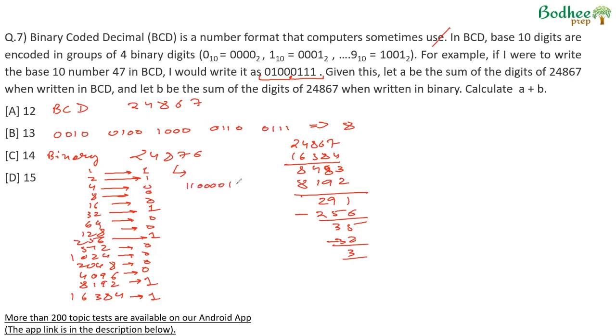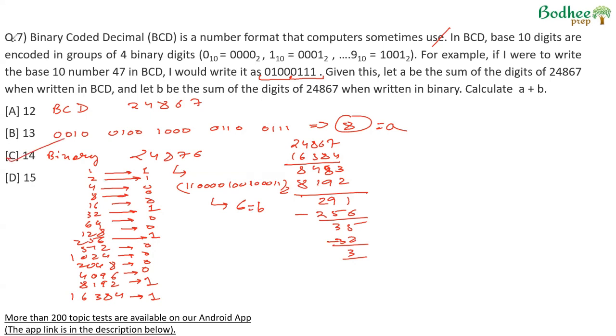1, 0, 0, 1, 0, 0, 1, 1. This will be the binary of the number. If you look at the number of ones used, 1, 2, 3, 4, 5, 6 ones are used. So the sum of the digits here will be 6. First case, the value of A was 8. The value of B is 6. Calculate A plus B. A plus B will be 14.